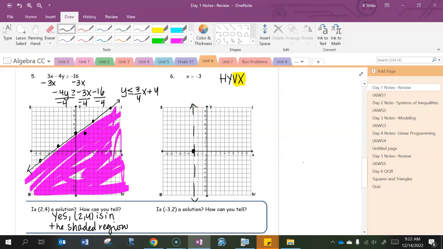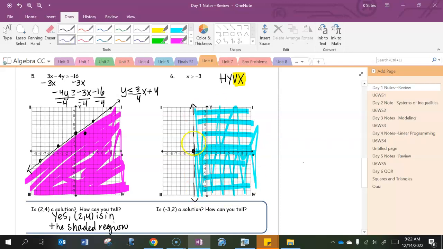And for vertical lines, we can't shade above or below, so we can only shade right or left. So only for vertical lines, when you see this greater than, it means we're going to shade to the right, because you can see that the numbers greater than -3 are on this side. Okay, so everywhere to the right.